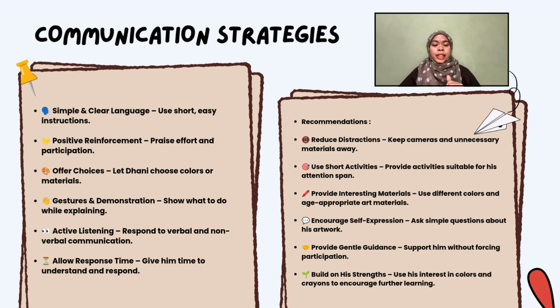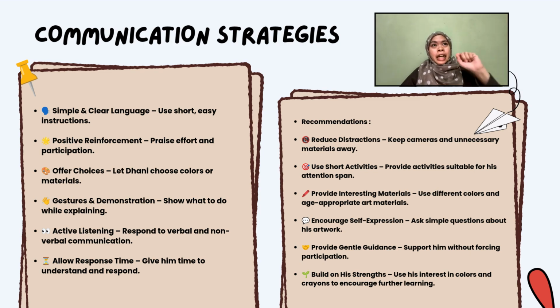Okay, for the next one is the communication strategies. Simple and clear language should we use to introduce to Dani Falik. Use a short and easy instruction like you need to color in the line, follow the line. Okay, the next one is positive reinforcement like praise, effort, and participation. For example, very good and good job.